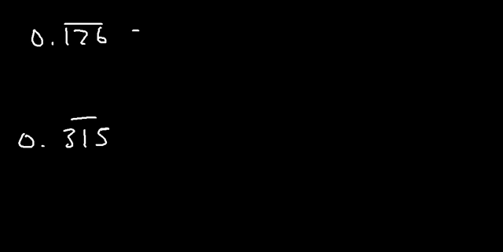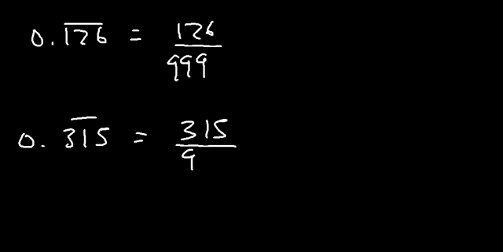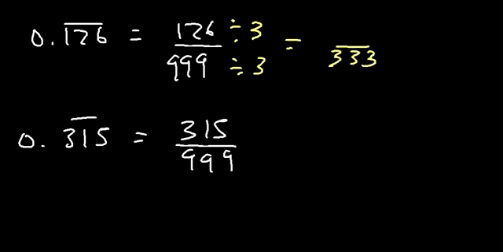Likewise, if you have 3 numbers repeating, let's say 0.126 or 0.315, this is 126 over 999 because you have 3 digits, and this is 315 over 999. It's just the way it works. Let's see, if we divide both numbers by 3, this is 333. 126 divided by 3, I believe that's 42. And we can reduce that further by 3. And so we'll get 14 over 111.